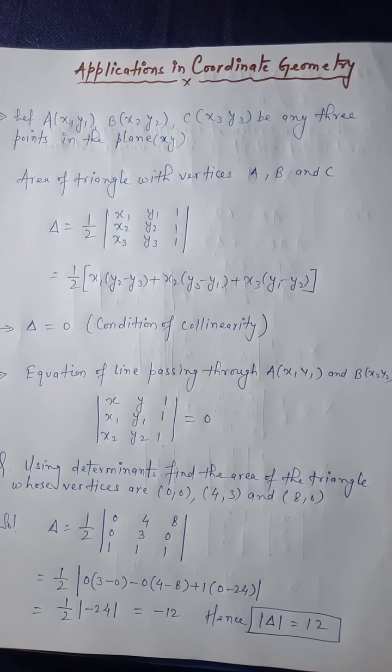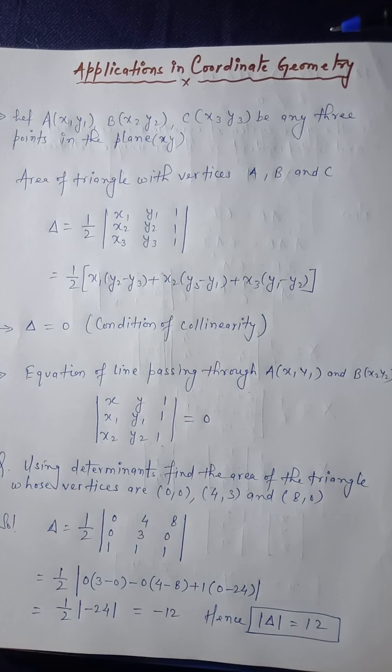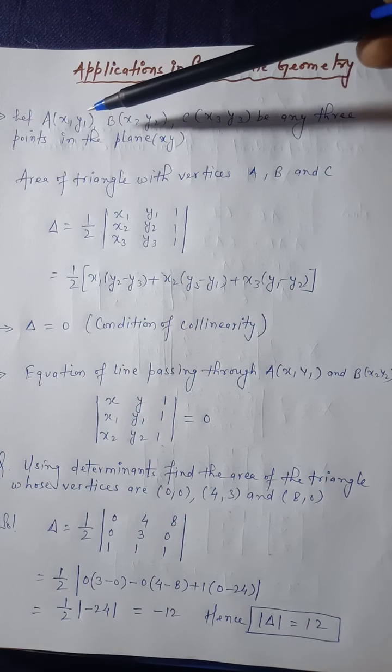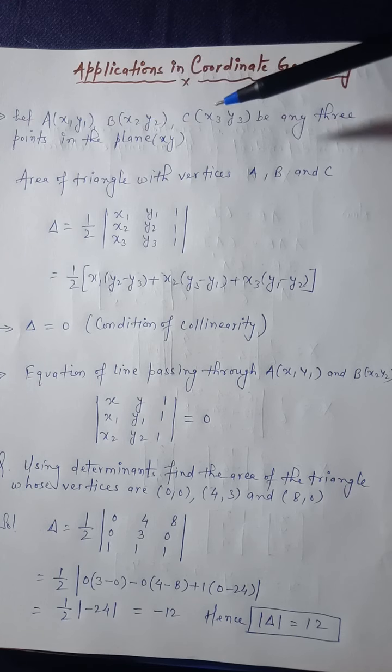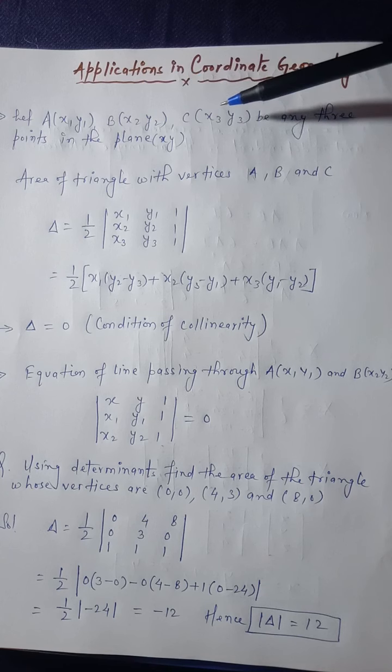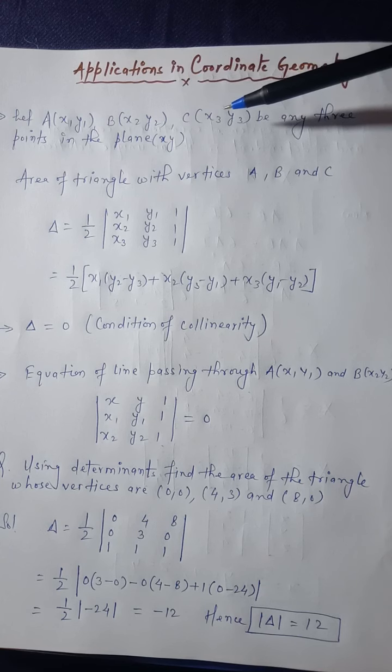Now take one more topic here. This is applications in coordinate geometry. How we will apply matrices and determinant in coordinate geometry. So first point is when 3 points are given in the xy plane, which are A, B and C. These coordinates are x1, y1, x2, y2 and x3, y3. And we have to find the area of the triangle.